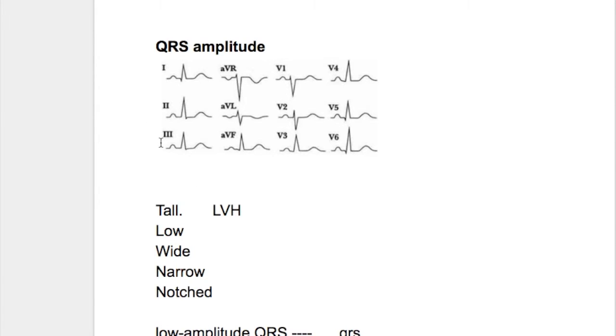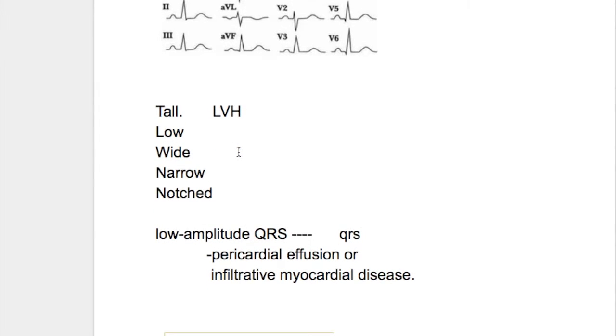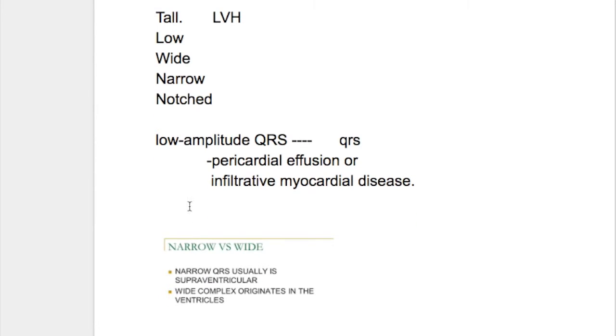So what may happen to the QRS complex? It may be tall, it may be low, may be wide, narrow, or notched. What's the most common cause of a tall QRS complex? Left ventricular hypertrophy is the most common cause of a tall QRS complex. And a common cause of low amplitude QRS is a pericardial effusion or infiltrative myocardial diseases.